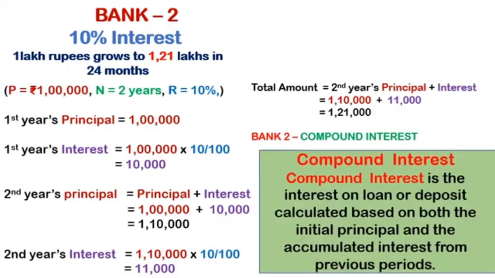Then compound interest is the interest on a loan or deposit calculated based on both the initial principal and the accumulated interest from previous periods.